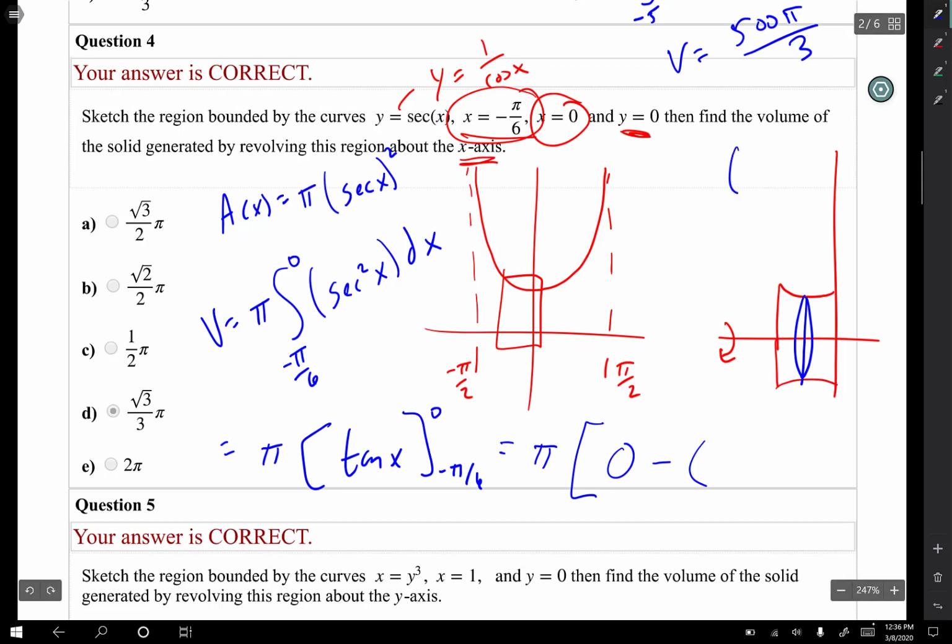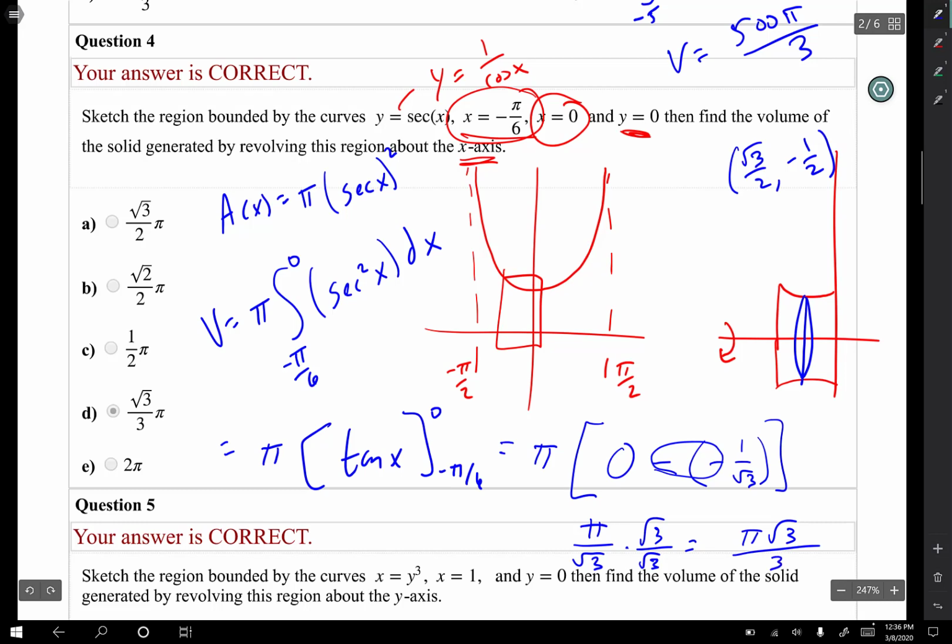So remember that at negative pi over 6, your x value is square root of 3 over 2, and your y value is a negative half. So you're going to have minus negative half divided by that, which is going to be a negative 1 over square root of 3. Negative times a negative is a positive. Put the pi back in. So pi over square root of 3. They're going to rationalize it, so multiply by square root of 3 over square root of 3. So pi square root of 3 over 3.